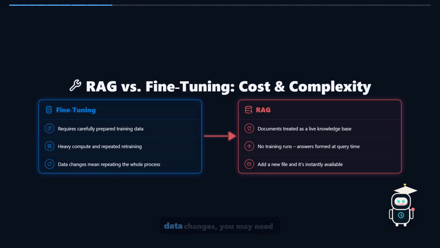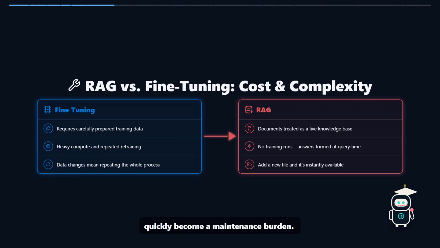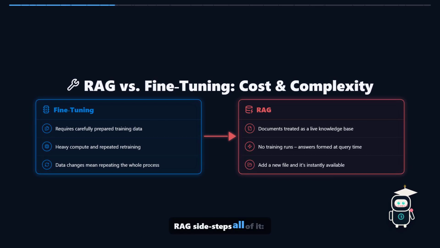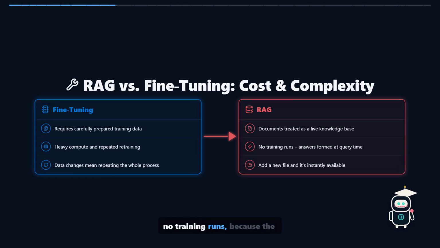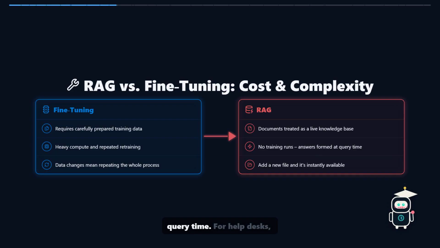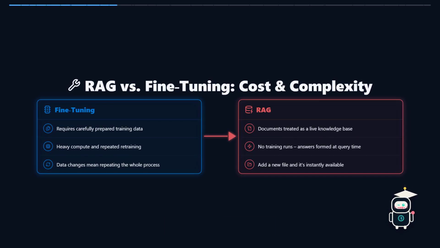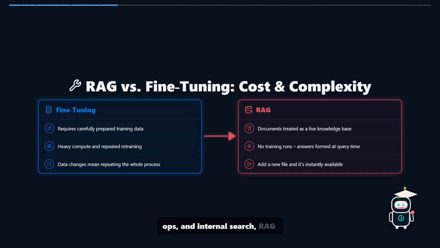And every time your data changes, you may need to repeat the process. That can quickly become a maintenance burden. RAG sidesteps all of it. No training runs because the latest documents are referenced at query time. For help desks, ops, and internal search, RAG is the practical path.